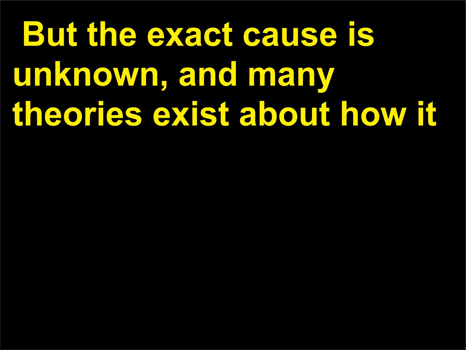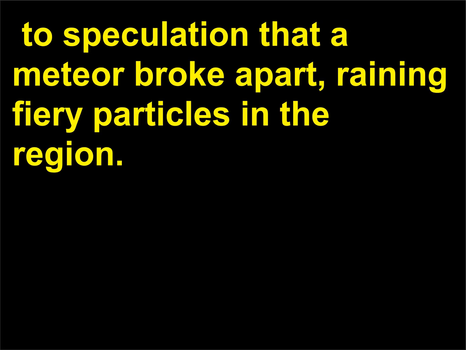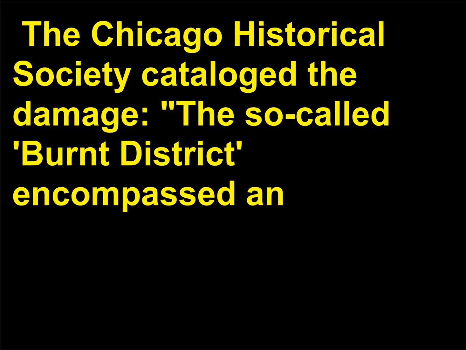But the exact cause is unknown, and many theories exist about how it started, from one of the O'Leary's cows, who all perished in the blaze, to speculation that a meteor broke apart, raining fiery particles in the region. The Chicago Historical Society catalogued the damage.